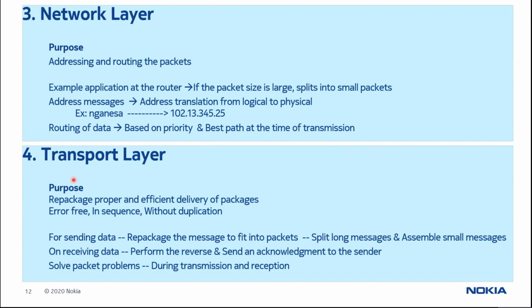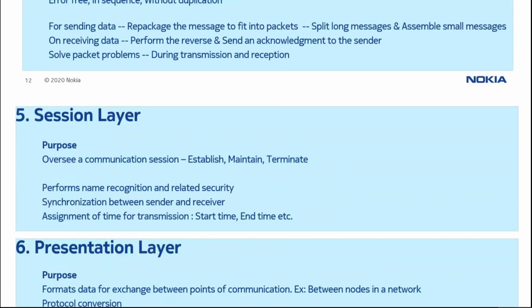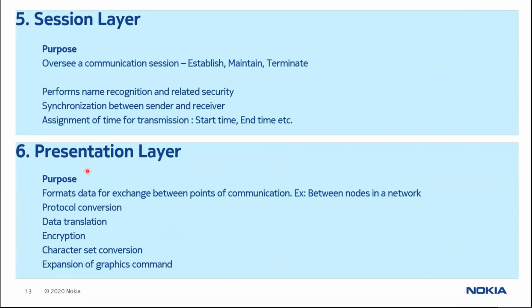To give an example, if you say hi, hello, how are you, it should arrive the same way at the destination as well, right? If all the packets from the source arrive at the destination, and they still do not arrive in the same order, it doesn't make sense. The destination may not be able to comprehend what is arriving. So that is very important. Session layer, of course, is meant for establishing, maintaining, and terminating a session.